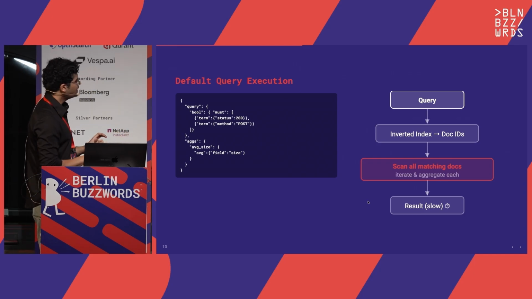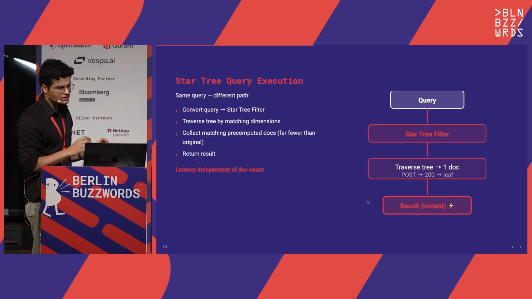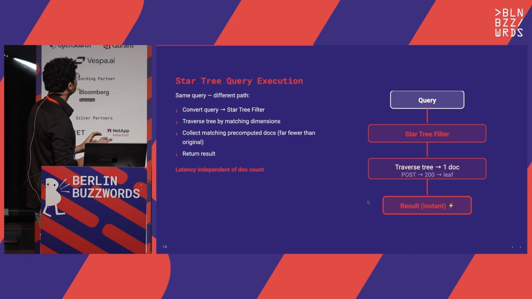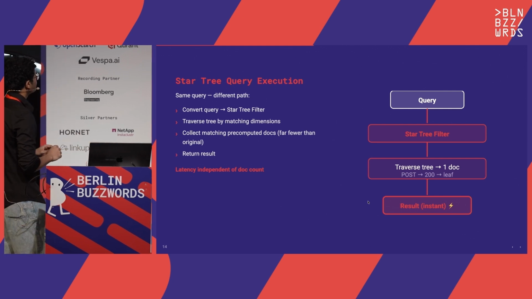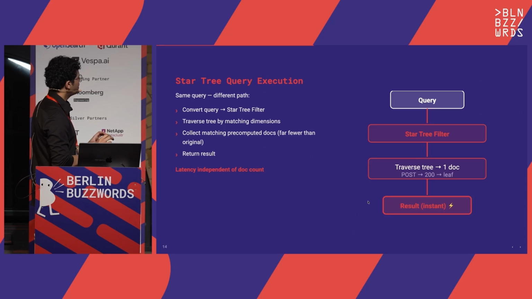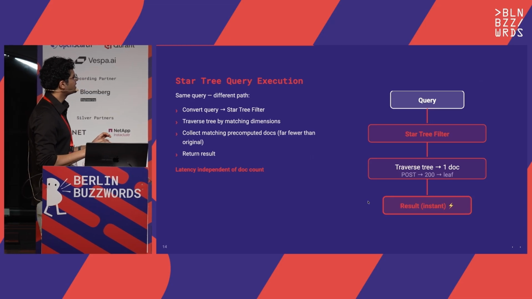Okay, now we'll see what happens in the star tree case. In the star tree query execution, we have the same query, but it takes a different path. We convert the query to what we call a star tree filter. The star tree filter is the filter based on which we traverse the tree and follow only the matching dimensions.